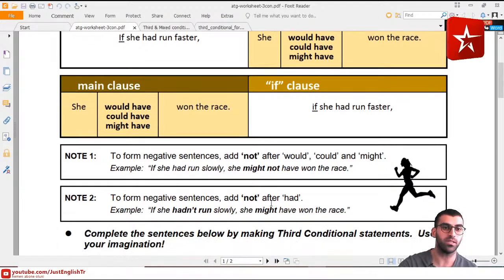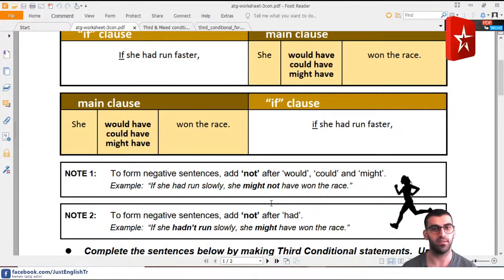And we have two notes here. To form negative sentences, add not after would, could, and might. As you know, it's an easy one. Like, if she had run slowly, she might not have won the race. That is the correct negative sentence.